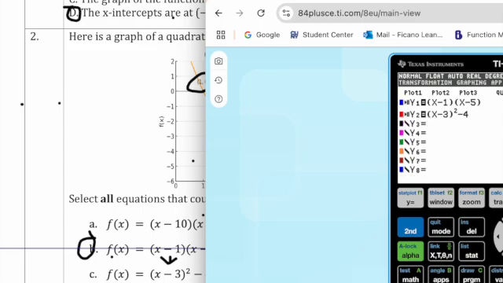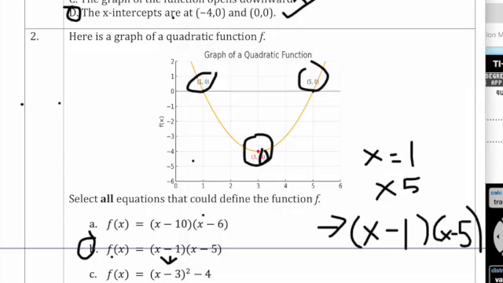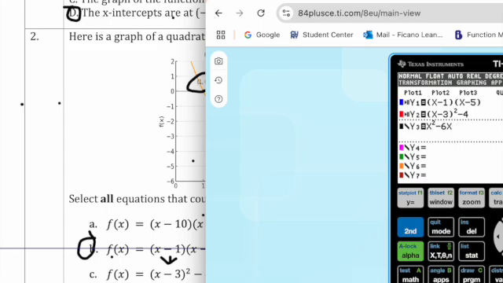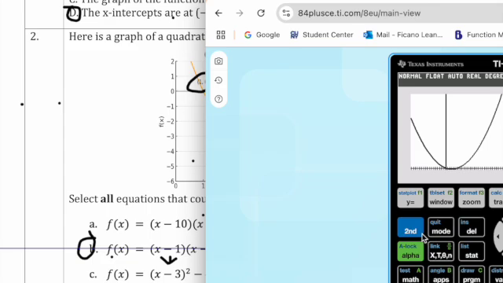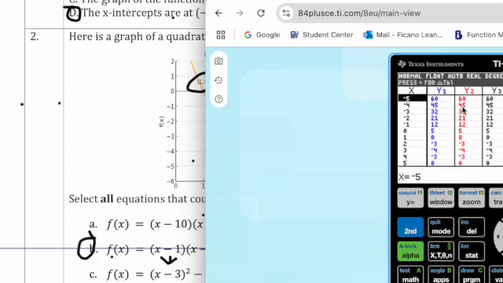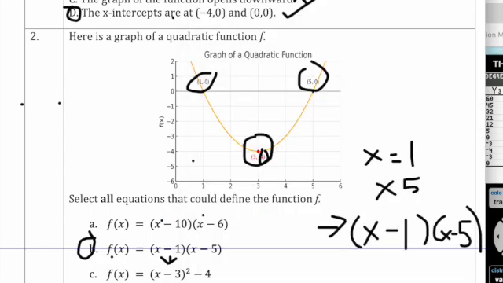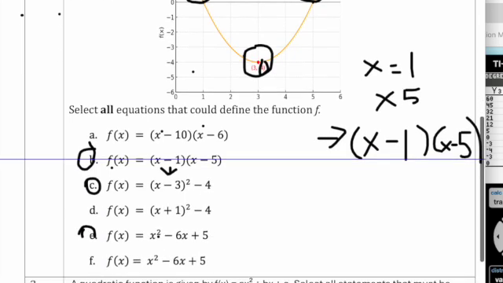And I'm going to do x squared minus 6x plus 5. And I'm going to hit graph. And I see there's only one graph. And if I go to the table, I notice all of my y values are equal. So we have B, we have C, and we have E. And they are all equal.